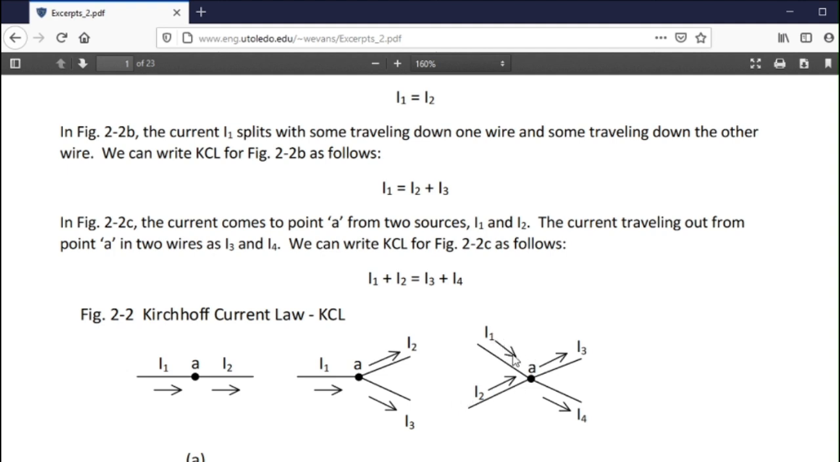Here, we've got 2 going in and 2 going out. So we would write I1 plus I2, the current going into that point, is equal to I3 plus I4, the current going out of that point.